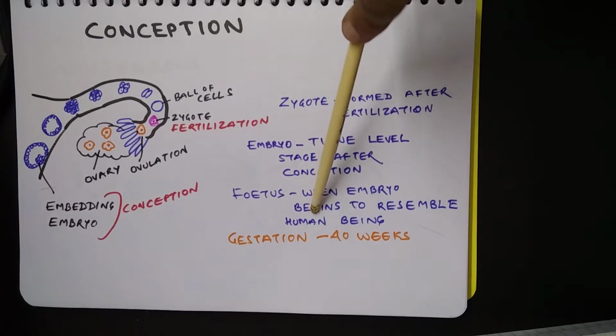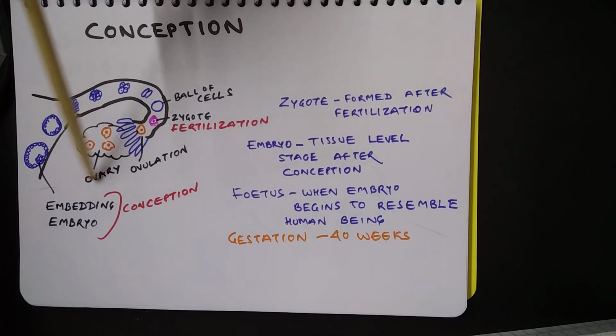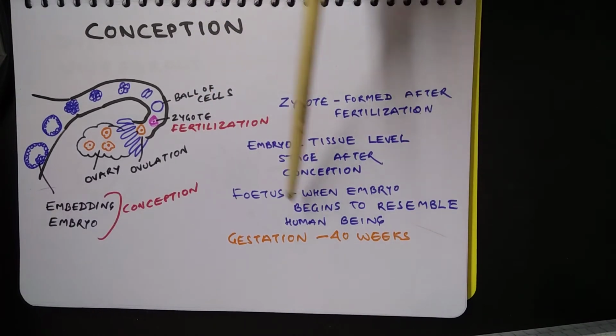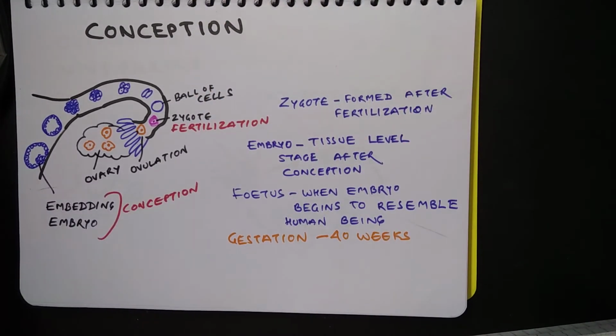Gestation is the period from conception to childbirth. In human beings, the gestation period is of 40 weeks. So childbirth takes place 40 weeks after conception. In different animals, it is of different duration, and the longest gestation period is found in elephants. It is more than a year.